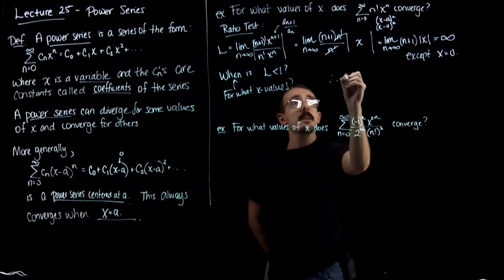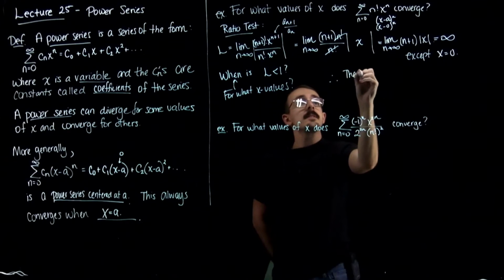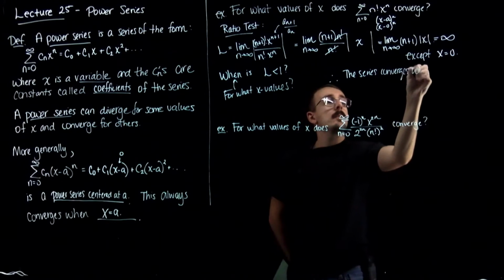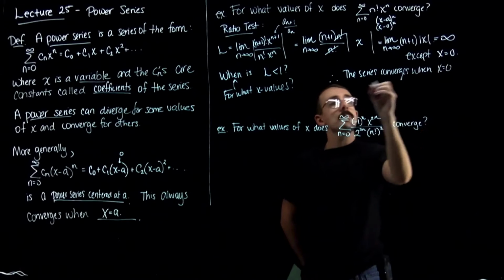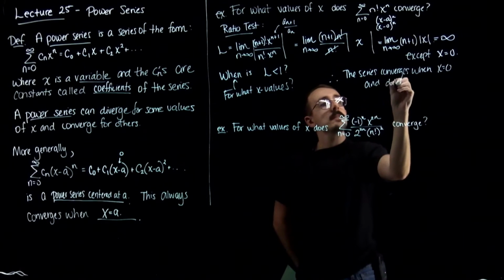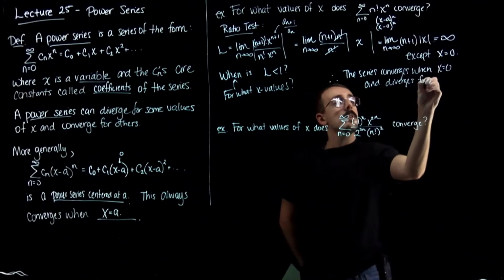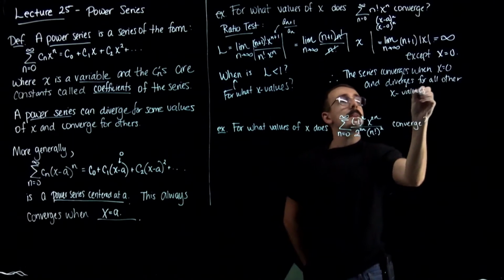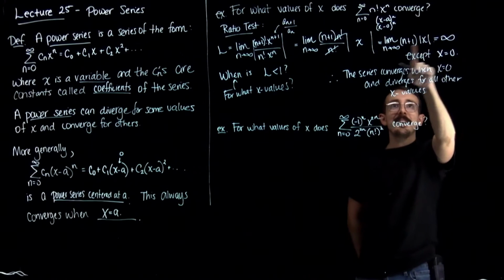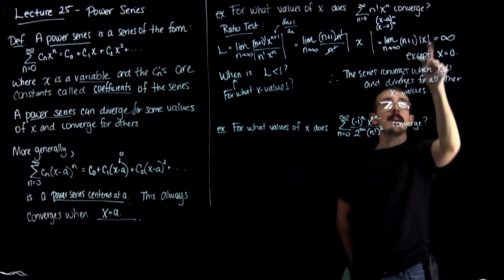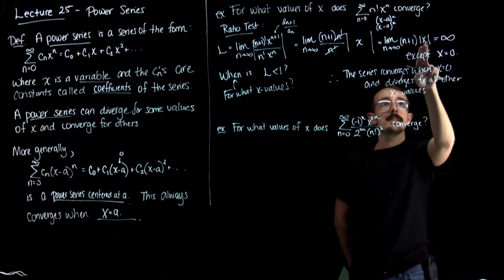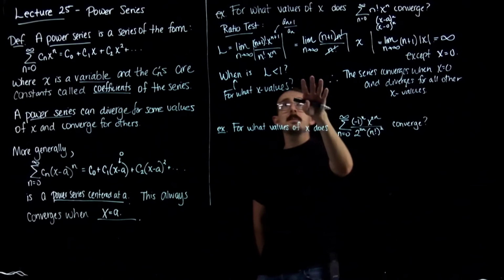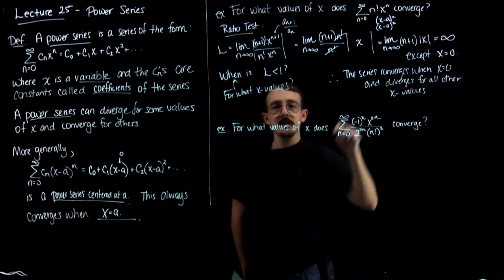So the conclusion I can make here is that this series converges when x equals 0 and diverges for all other x values. That's because otherwise, no matter what x I plug in here, this is going to go to infinity, and then suddenly I'm not less than 1 anymore. I have some positive number times infinity here. OK, so this one diverges for everything except for x equals 0.